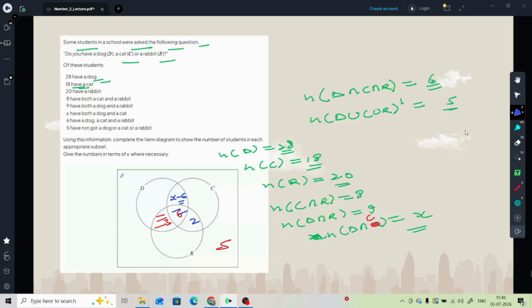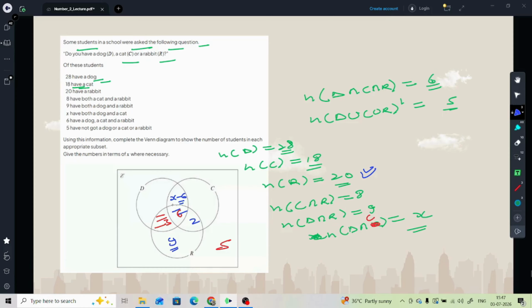Yes or no? The rest we can mark out very easily. We know that the number of elements in R is 20. Out of 20, 6 plus 3 plus 2, that is 11, has already been marked. So the left part is 9. You can see now 9 plus 2 is 11, 11 plus 6 is 17, 17 plus 3 is 20. So this is satisfied now.